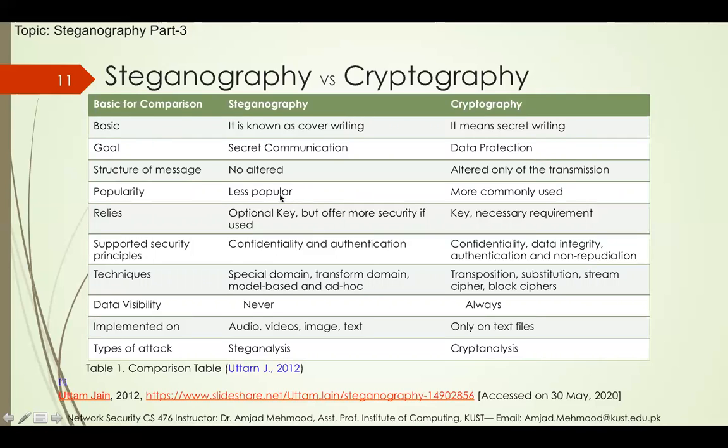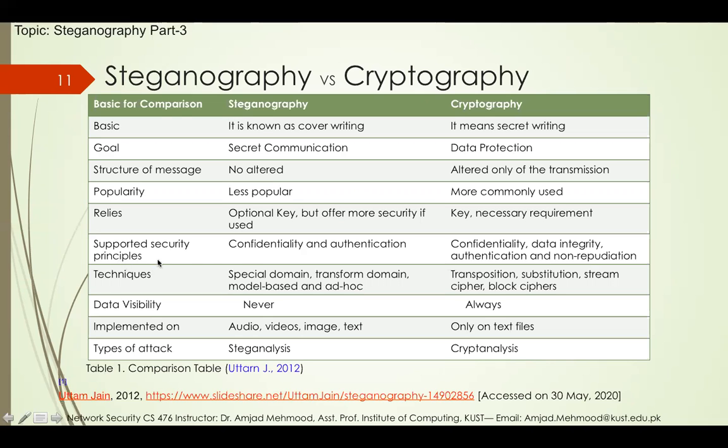Steganography is less popular, while cryptography is a more commonly used method. Steganography relies on operational keys, but using keys is optional. I'll explain that in my next slides. But if you use them, it offers more security, whereas in cryptography the key is a necessary requirement for encrypting your data.